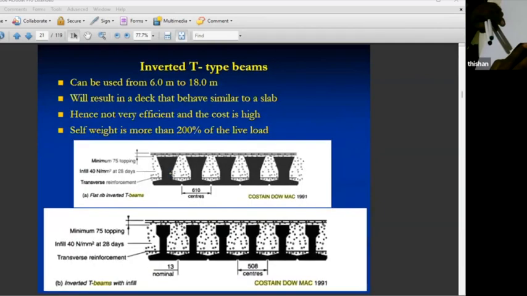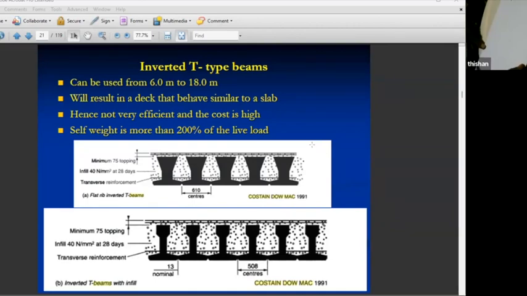Right. So today our attention will be on this particular type, and that is sourdough slab bridges. So the bridge looks like a slab, but it is not a slab. So it looks like a slab, but it is not a slab bridge, right?